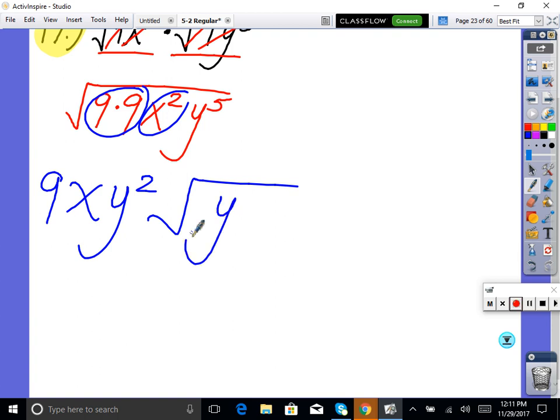Yes. Good question. So even root, odd exponent right here. So we would need absolute values around x only.